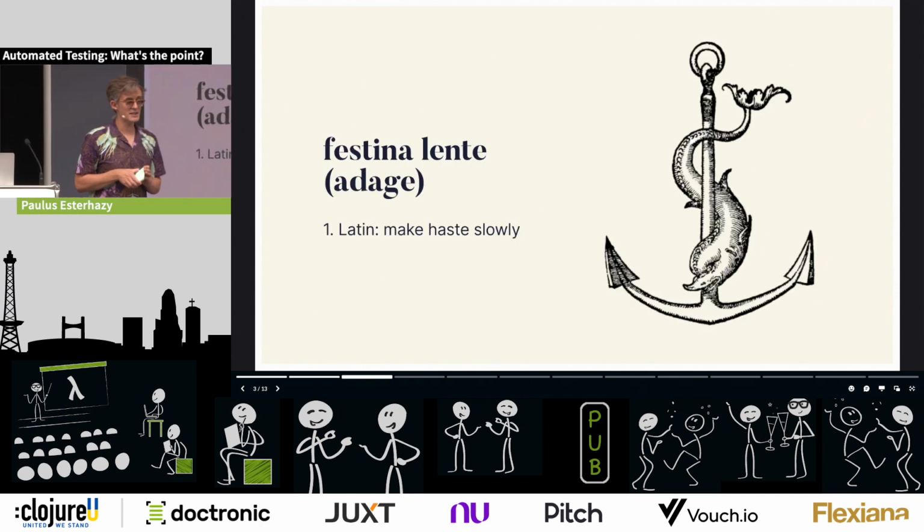So this symbol has been used for a really long time to refer to this Latin adage. And that's Festina lente. In English, that means make haste slowly. Or to paraphrase in my own words, it's something like, in order to go fast, you need to go slow. And I think the image really illustrates this idea pretty well.